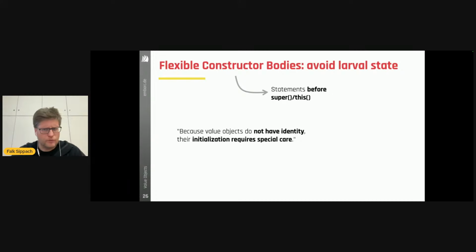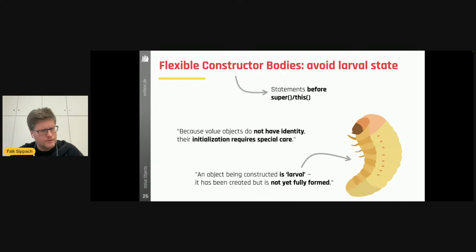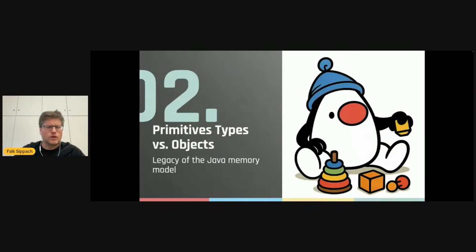And that's important for value objects because they don't have identity. So they have to be initialized consistently, and we need some special care for initialization. And they call it larval if an object which is being constructed is not yet fully formed. And that's the reason that we need flexible constructor bodies also for value objects, so that they can be sure that they are fully initialized before we use them. Okay, that's about project Valhalla and some pre-work.